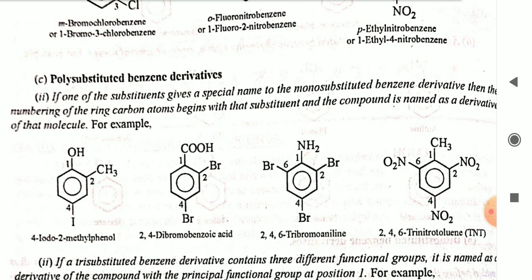Benzene with 3 bromines and 1 amino group has the name 2,4,6-tribromoaniline. Benzene with 3 nitro groups and 1 CH3 group has the name 2,4,6-trinitrotoluene.